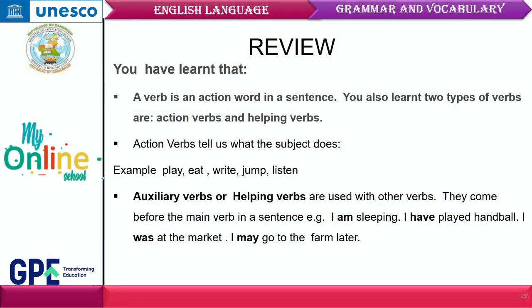And finally, we have come to the end of our lesson. But before we go, you should remember that you have learned that a verb is an action word in a sentence. You also learned two types of verbs: action verbs and helping verbs. Action verbs tell us what the subject does. Example: play, eat, write, jump, listen, and many other verbs that you can name.